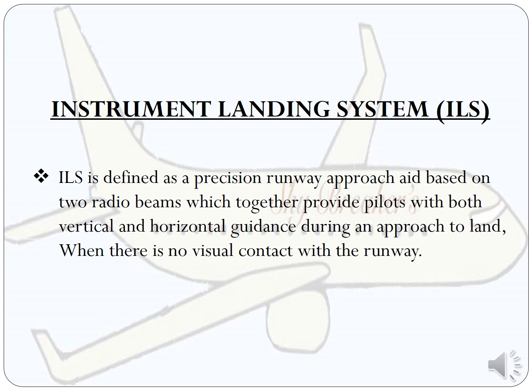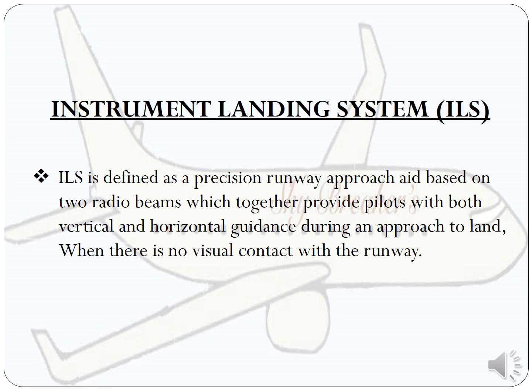We have the precision approach runway and the non-precision approach runway. With a precision approach runway, we will get both vertical and horizontal guidance. When we do the non-precision approach runway, we will get only one guidance, that is horizontal guidance.